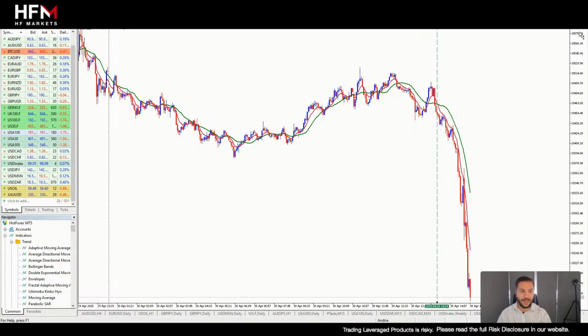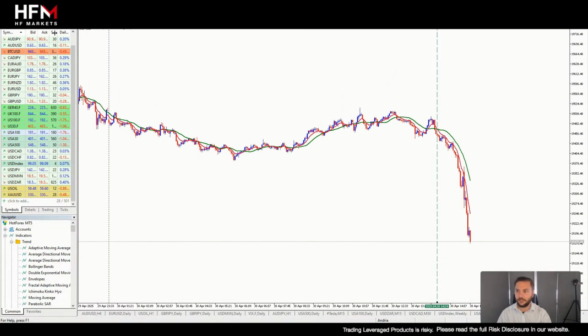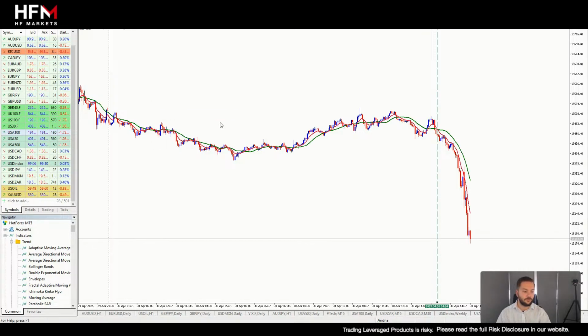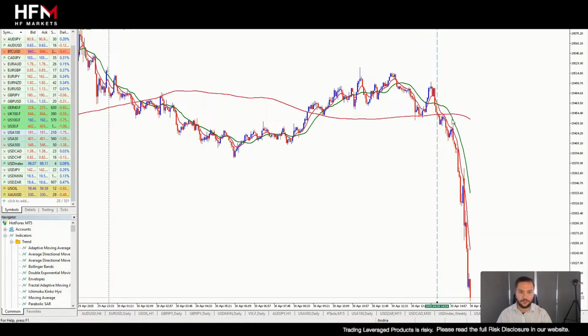Even if we're going to add a 200 bar simple moving average, which is a very famous moving average for short time frames, especially the 5 minutes, the 2 minutes, the 3 minutes. I'll add that moving average. We can see that moving average here. Let's slightly zoom. There we go.